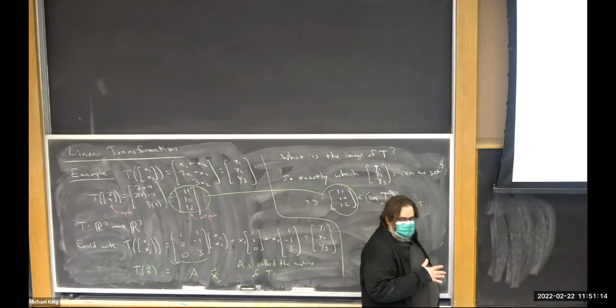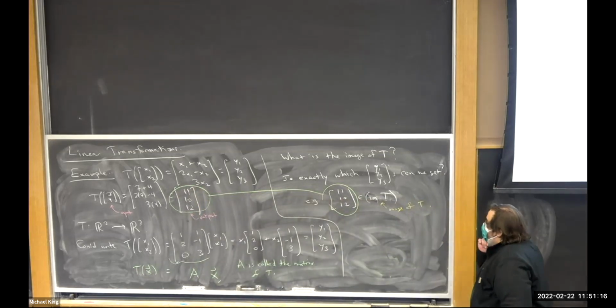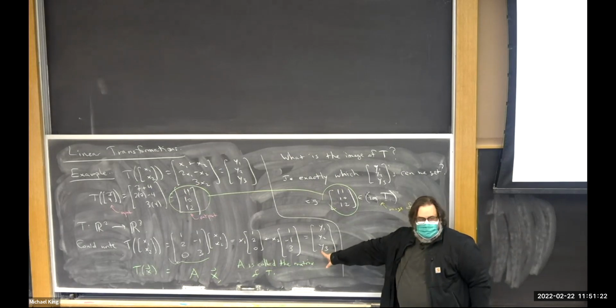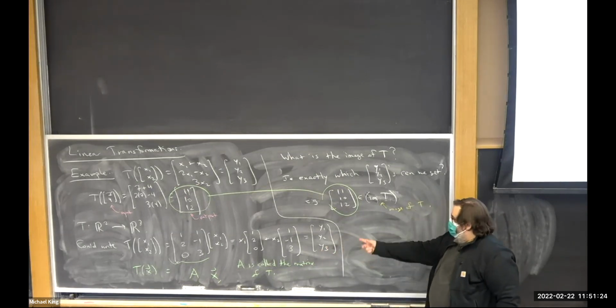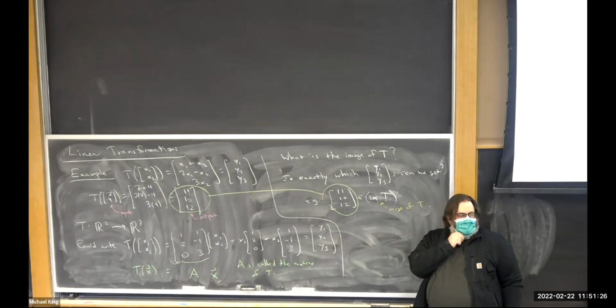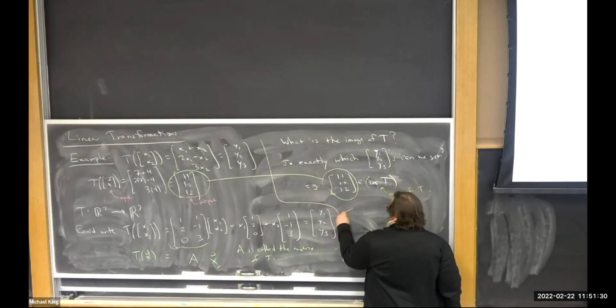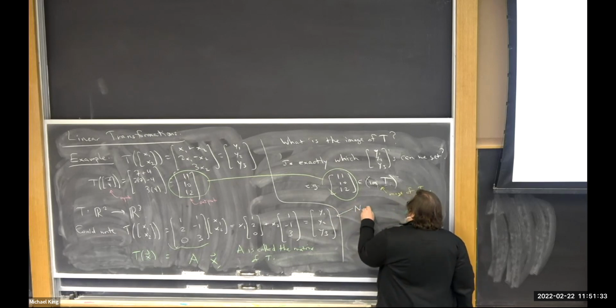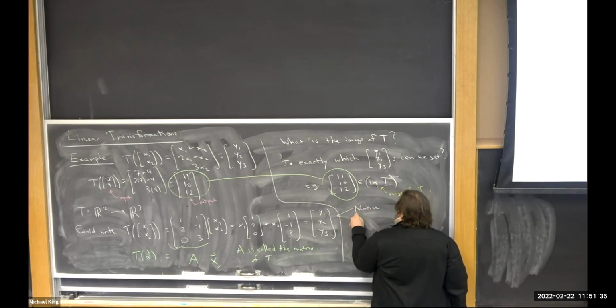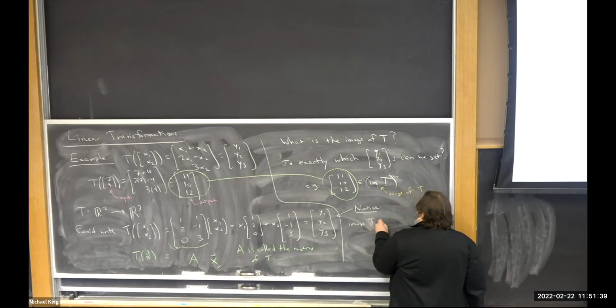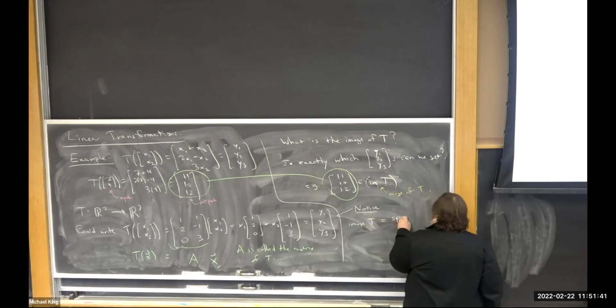And then there's this question in general: which outputs can we get? There are a couple different ways to think about it. You can also think of it as the span of the columns, because every output is a linear combination of the columns. So it turns out, notice from here, that the image of T equals the span of the columns of T.